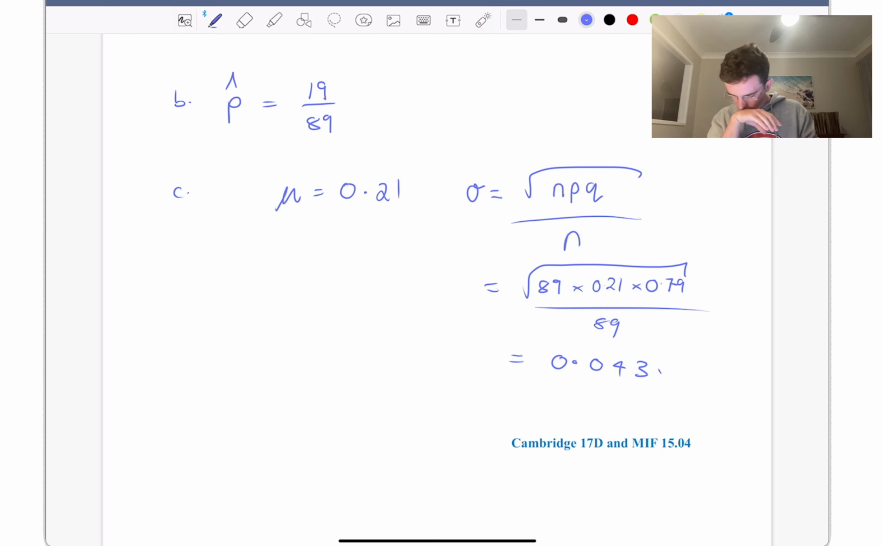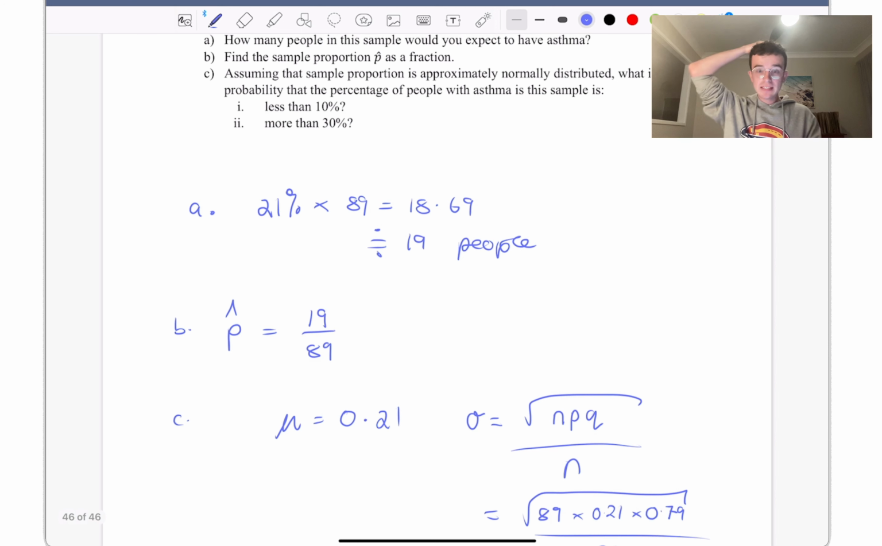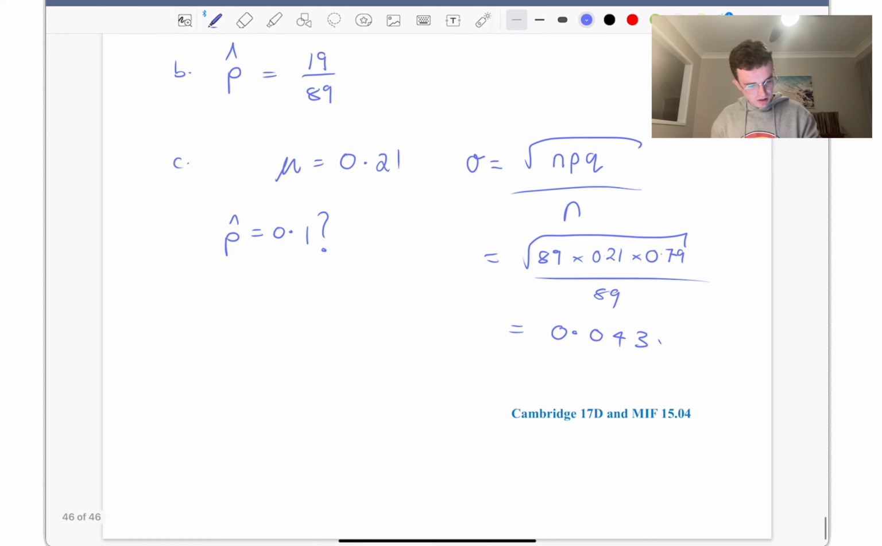Now we want to know the probability that less than 10% of people have asthma. So we want to know, when is this proportion equal to 0.1 or less than 0.1? So we want the probability that P hat is less than 0.1. That's what we're trying to figure out.